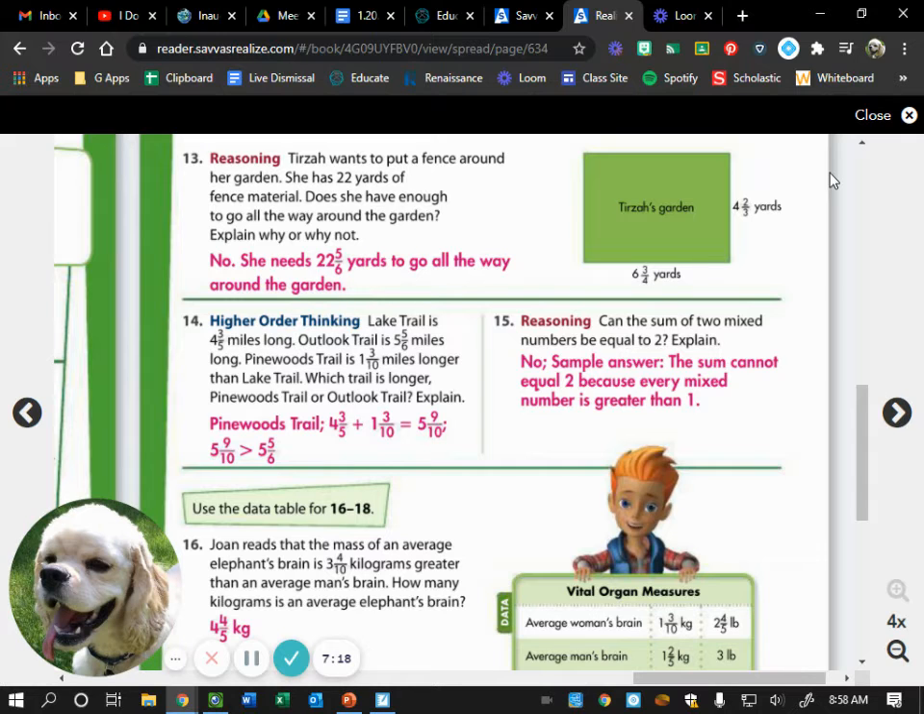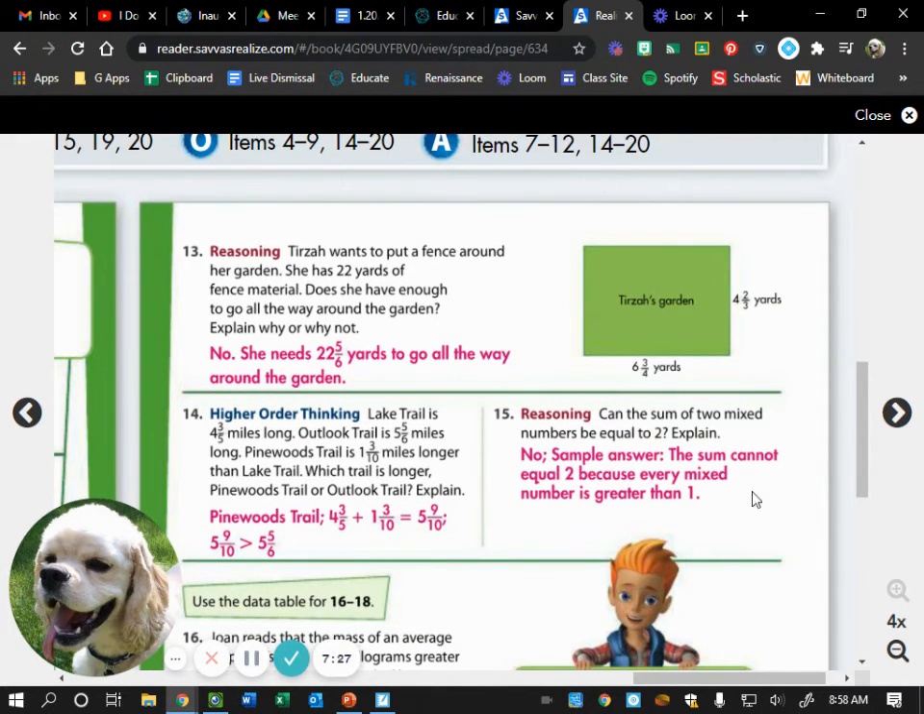Well, short answer, no, she doesn't. She needs more fence material in order to go all the way around. So what you could have done, and this is what I did with some students who asked for my help. If our right side of the garden is 4 2/3, that means the left side is also 4 2/3, right? Because this is a rectangle. And if the bottom side of the garden is 6 3/4, that means the top would be 6 3/4. So right away, if we were to just add up the whole numbers, it would be the same as adding 6, 4, 6, and 4. Well, 6 and 6 is 12, and 4 and 4 is 8. So 12 plus 8 is 20. So we haven't gone over 22 yet, so that's 20.